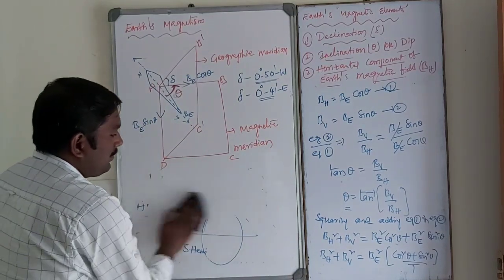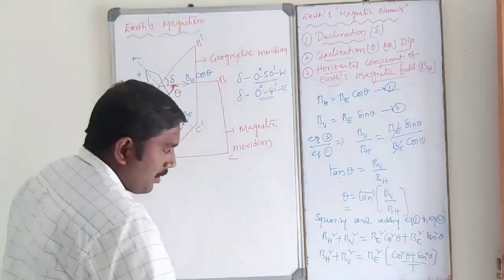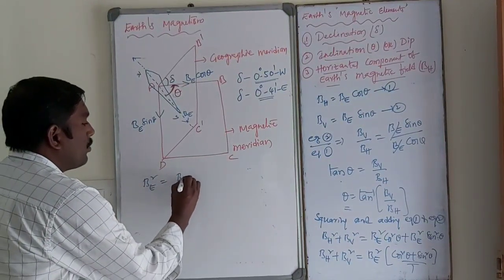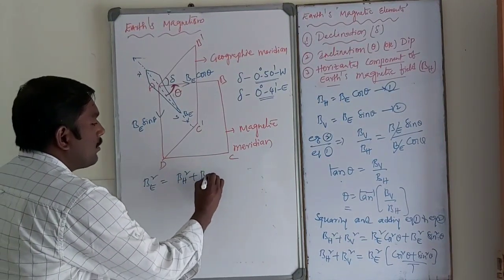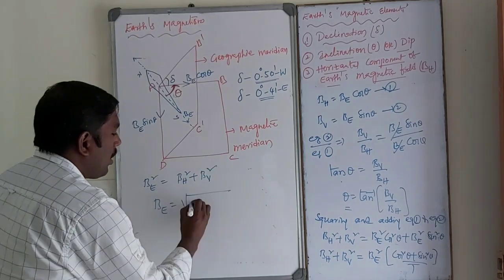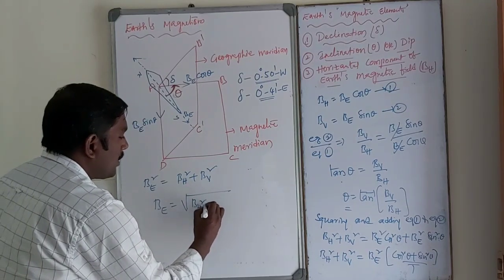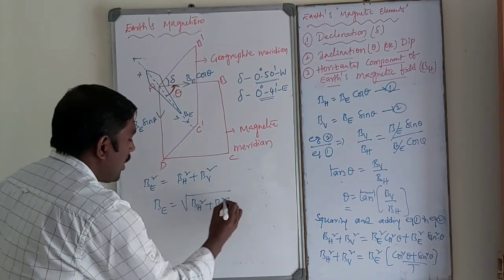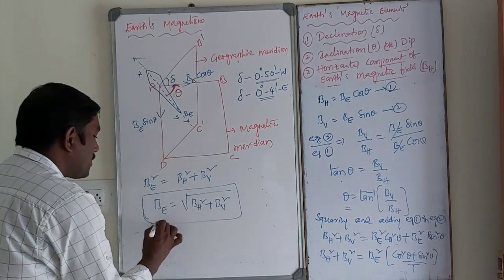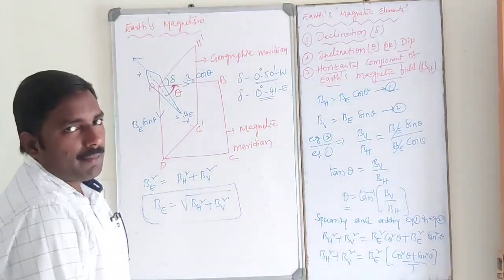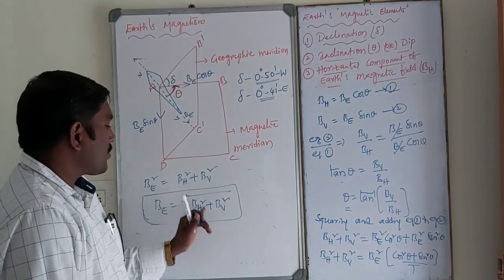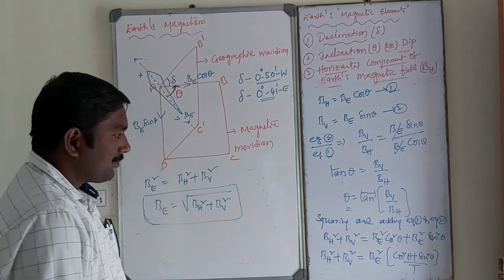Ultimately, BE square is equal to BH square plus BV square. BE is equal to what? Square root of BH square plus BV square. This is the magnitude of Earth's resultant magnetic field. The magnitude of Earth's resultant field BE is equal to square root of BH square plus BV square.